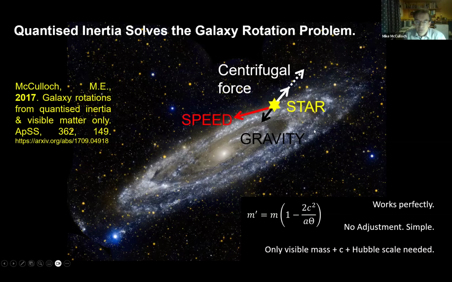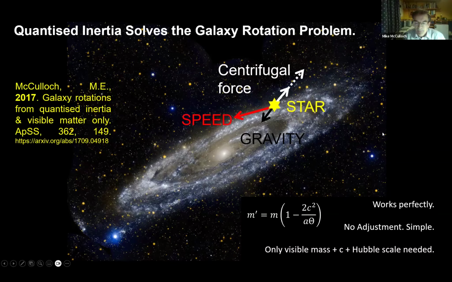But it turns out that if you use quantized inertia, what it does is the stars at the edge of the galaxy here have such a low acceleration that their inertial mass reduces following this equation. If their inertial mass reduces, their centrifugal force also reduces, and it turns out it reduces by exactly the amount needed so that the centrifugal force balances the gravity pulling inwards. So the stars can happily orbit around the edge of the galaxy, not fly off into space, and not collapse into the center. It's perfect. The fit is absolutely perfect, and it does it without adjustment.